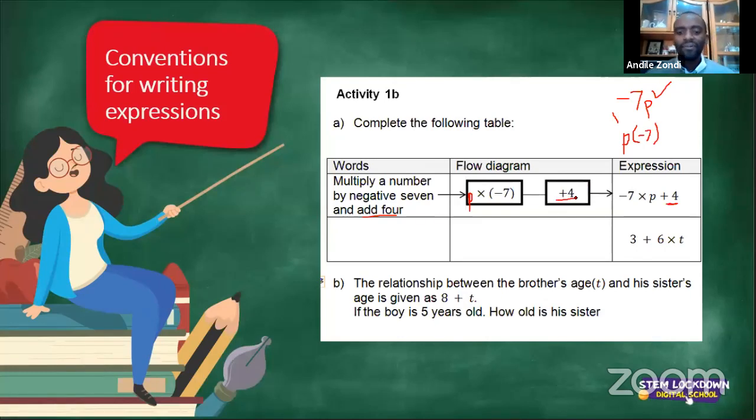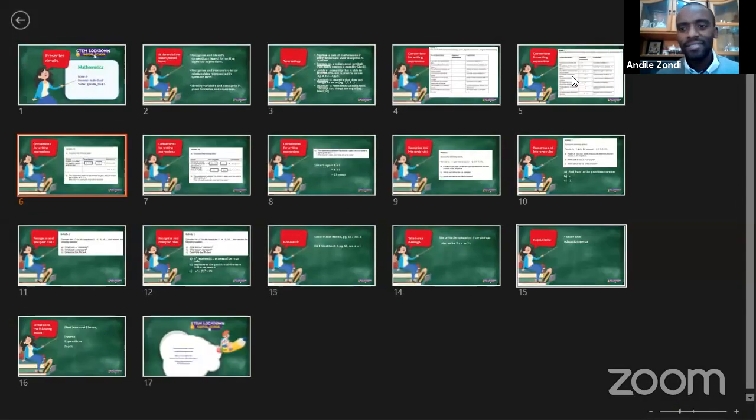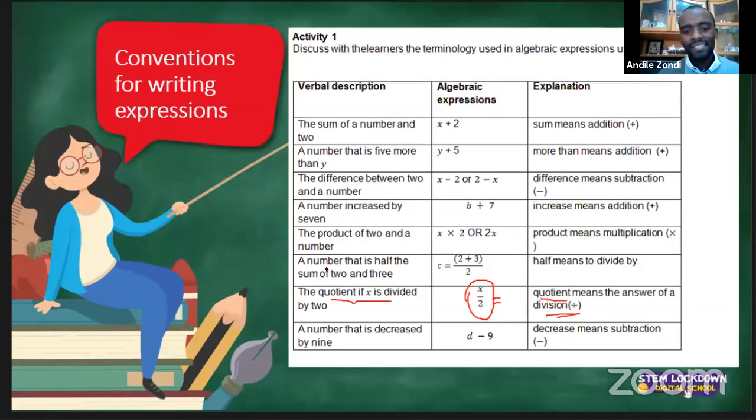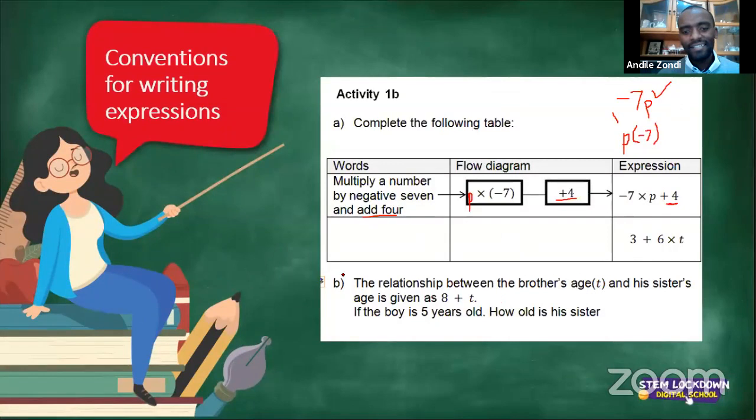Now, a very short question. I need you learners to write words, to see whether you understand. I've given you an expression, 6 times T. Okay, there's a question. Some learners raised their hand.